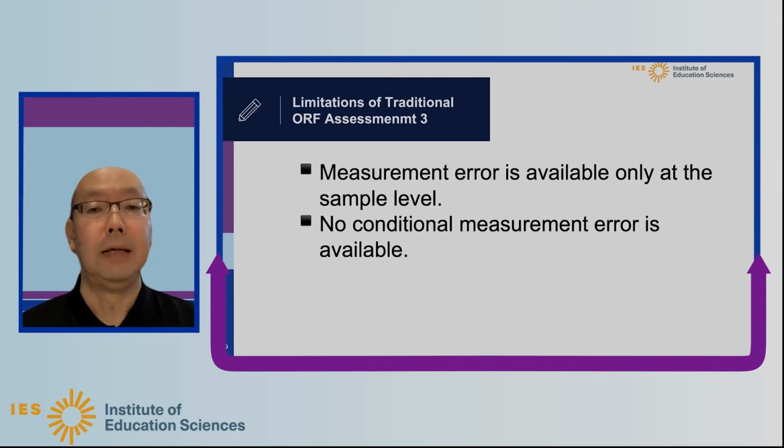Third, about the measurement error. Measurement error is only available at the sample level, which is only one number, and no conditional measurement error is available from the traditional approach.